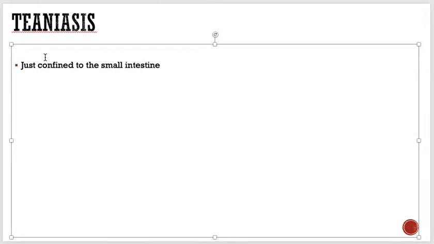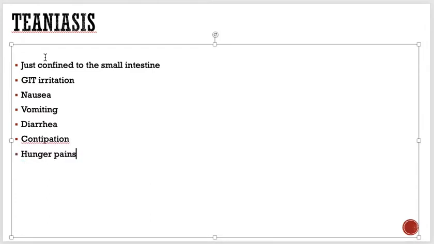Whenever it is just in the small intestine, what can happen? There will be GIT, gastrointestinal tract irritation, right? And whenever there is GIT irritation, what do we get? The patient can present with nausea, vomiting, diarrhea, constipation. But all those things are just related to the GIT, okay? Hunger pains can be there.